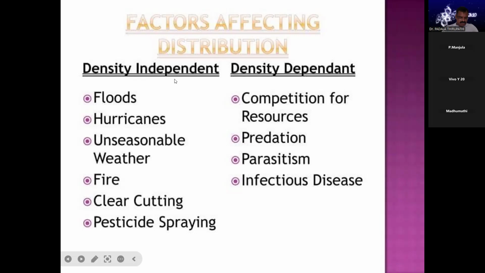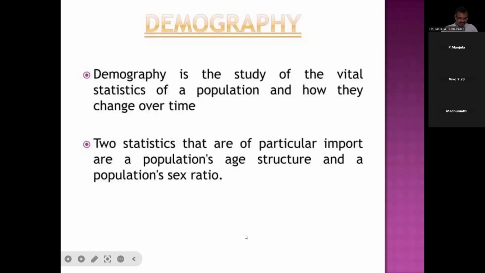The factors affecting the distribution are density-independent factors and density-dependent factors. The density-independent factors are mainly floods, hurricanes, or unseasonable weather, fire, clear cutting, or pesticide spraying. Whereas the density-dependent factors are things like competition for resources, predation, parasitism, and infectious diseases.